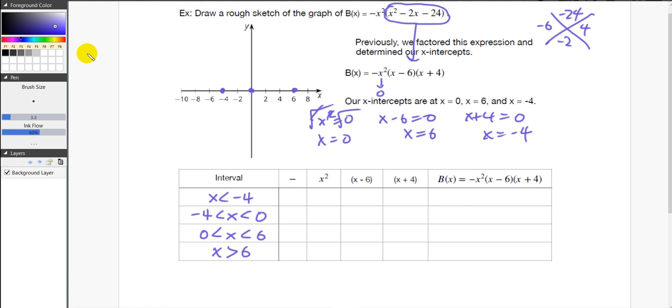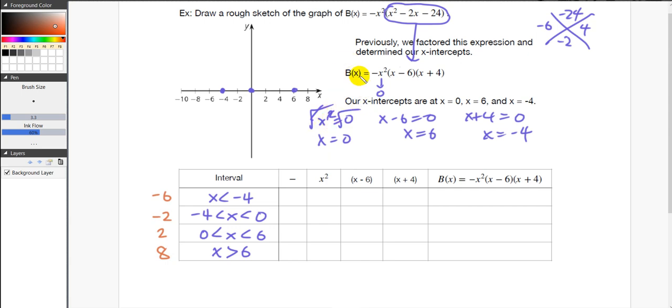So now what we're going to do is choose x's that fit this criteria. If you choose an x less than negative 4, you could choose negative 6. For an x between negative 4 and 0, you could choose negative 2. An x between 0 and 6, you could use 2. And something greater than 6, we can use 8. And you can use odd numbers too. It doesn't have to be the numbers that you see there.